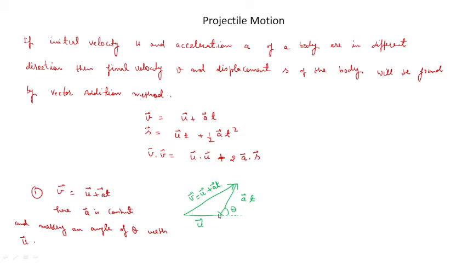Here this is vector u and this is vector at. This is the tail of the vector u, this is the head of the vector u, and this is the tail of the vector at, and this is the head of the vector at. Then our resultant vector v will be equal to u plus at. You can see here that in the addition of vectors, the final vector v matches with the tail of the vector u and the head of the vector at.